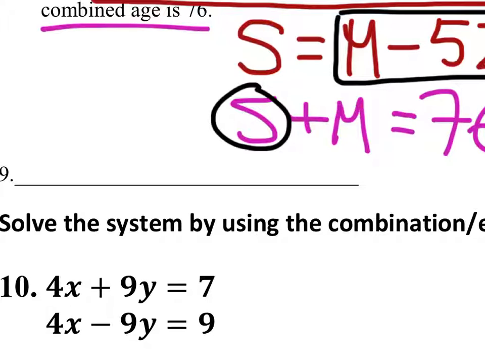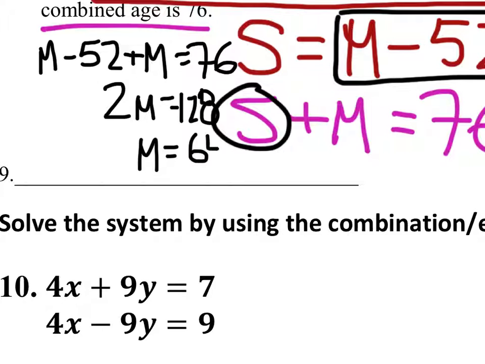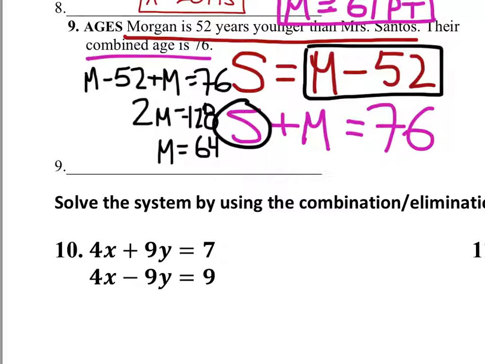Santos equals 60. M minus 52 plus the M equals 76. So if you play the switch and stay game here, you get 2M equals 128. So it looks like Morgan is 64. Thank you very much.